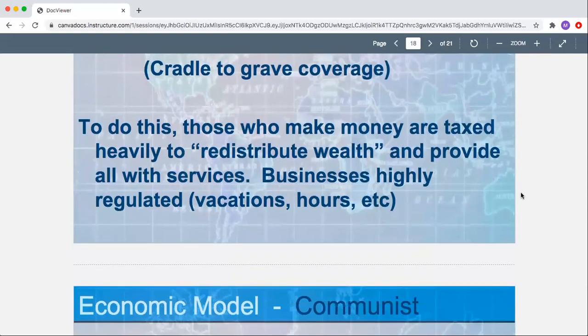So to do this, those who make money are taxed heavily to redistribute wealth and provide all with services. So the people who make the most money get taxed the most, to help provide everybody with the services that they need. It says businesses are highly regulated. So that means that things like vacation hours are all regulated through the businesses.